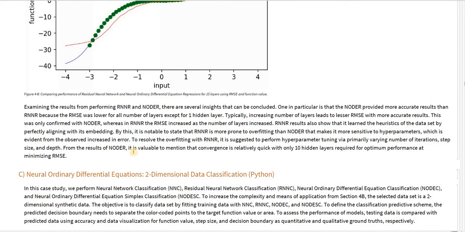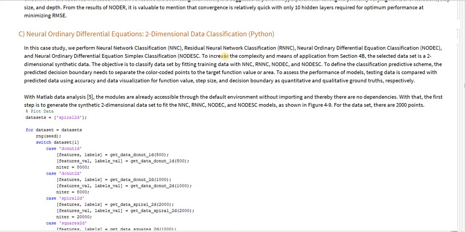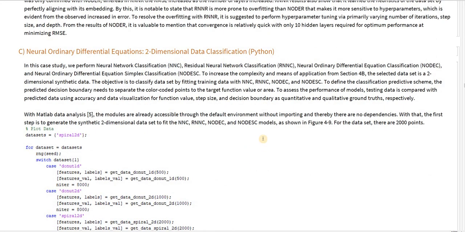To resolve this, a suggestion for a future study would be to perform hyperparameter tuning, because at 5 layers it was already overfitting. Maybe reduce the step size, or increase the number of hidden layers between 1 and 5, as well as increase the iterations, and see if there's any difference in the root mean squared error and also the data visualization. With that, let's move on to the two-dimensional case, and we're going to be using Matlab here. Actually, this should be Matlab.